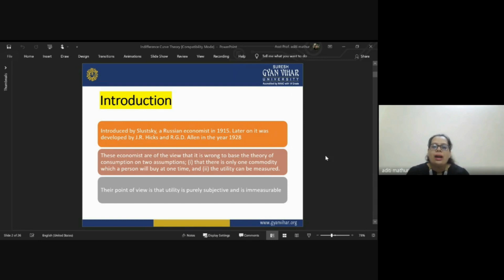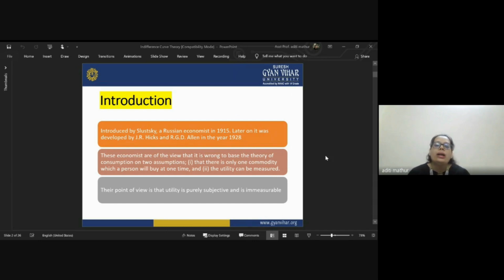These economists are of the view that it is wrong to base the theory of consumption on two assumptions, that is, that there is only one commodity which a person will buy at a time and the utility can be measured. So actually, Hicks and Allen challenged the theory which says that only utilities can be measured and one commodity will only be purchased by a person at one time, right? And which is actually practically not possible.